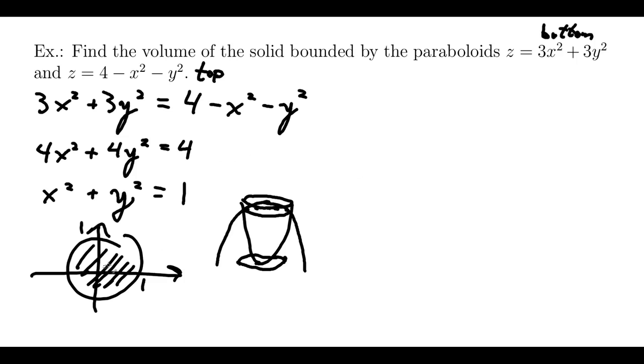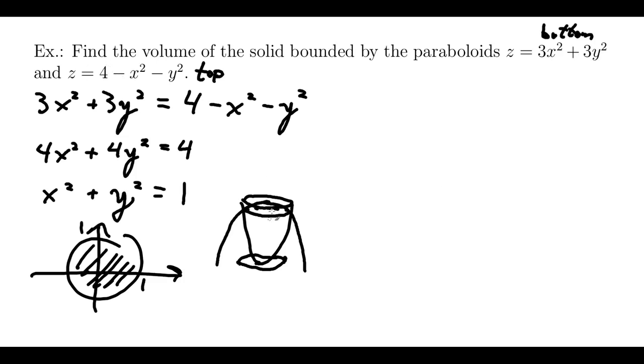Now, I figured out which is which pretty much graphically. But of course, you don't need pictures once you have this description, x squared plus y squared equals 1. As long as you recognize that that is a circle, you can take a point inside of there, such as the origin, and use that as a test point. When xy is the point 0, 0, you get z equals 0 here, and z equals 4 here. 4 is greater than 0, so you know that this is the upper surface, and that is the lower surface.